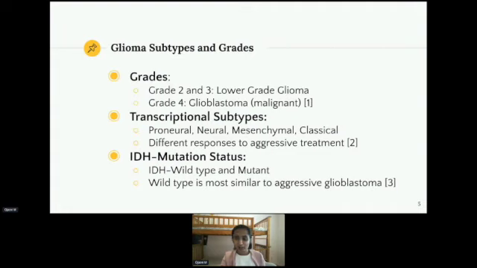Finally, gliomas are also divided into two mutational subtypes based on their IDH mutation status. IDH mutant has the mutation in the IDH gene, whereas IDH wild type doesn't have the mutation. IDH wild type is associated with a poorer prognosis compared with IDH mutant.